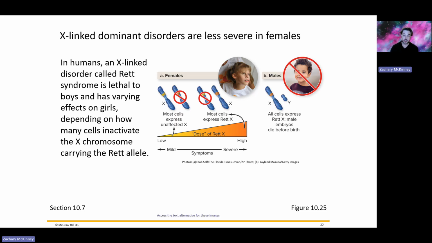Depending on the condition, if it is dominant and it is fatal, then males do not live to, this is a non-viable embryo, just because they only have that one X that can express that trait. And so they just won't be able to survive, because they only have the one X.